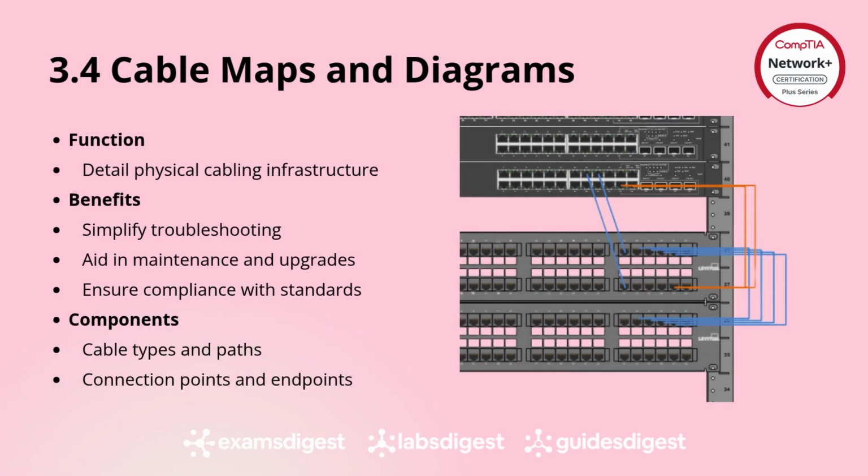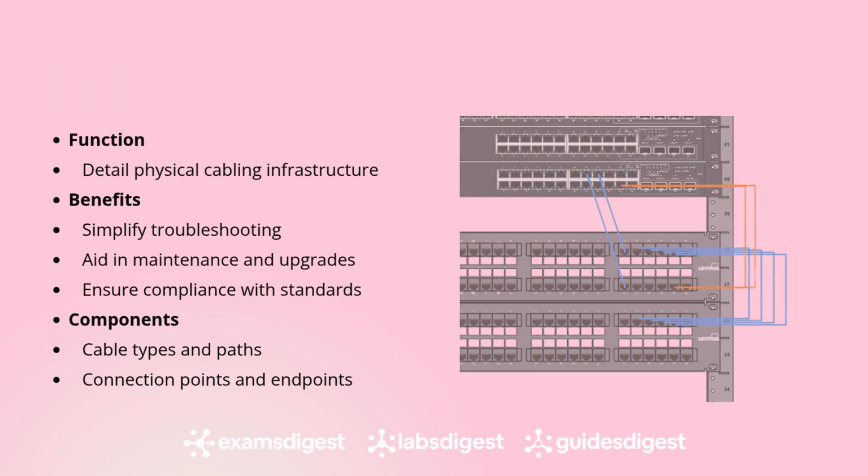Now let's discuss cable maps and diagrams. These documents detail the physical cabling infrastructure of the network, showing how cables run through the building, connect different devices, and the types of cables used. The key benefits include simplified troubleshooting. When a connection issue arises, technicians can quickly refer to the cable map to trace and test the affected cable.